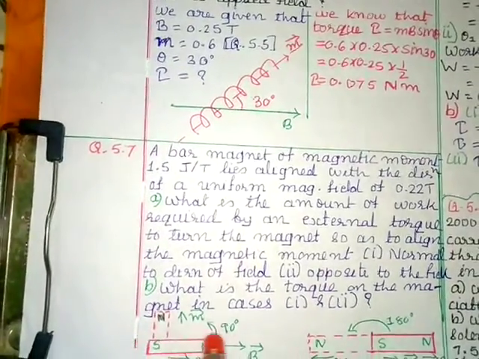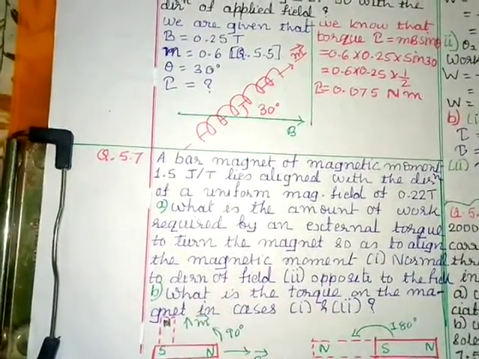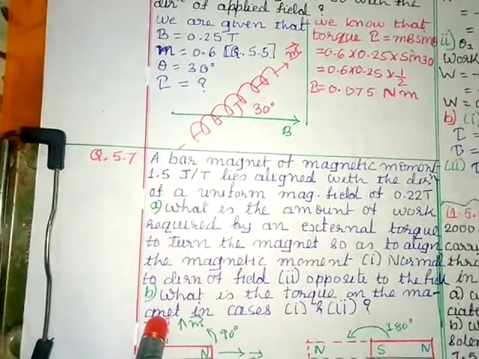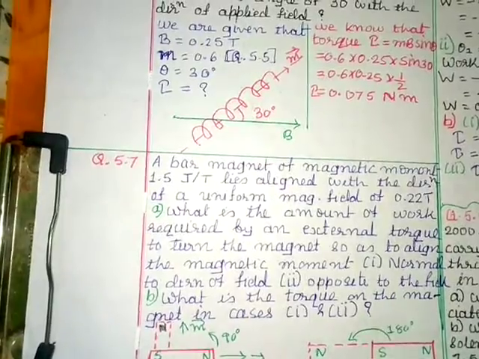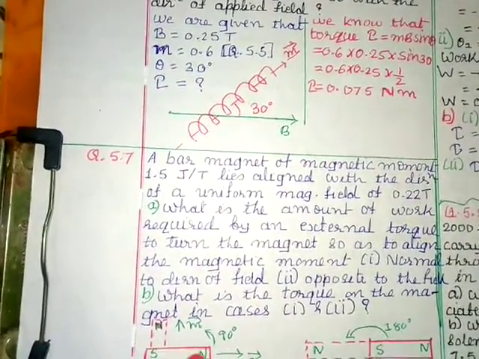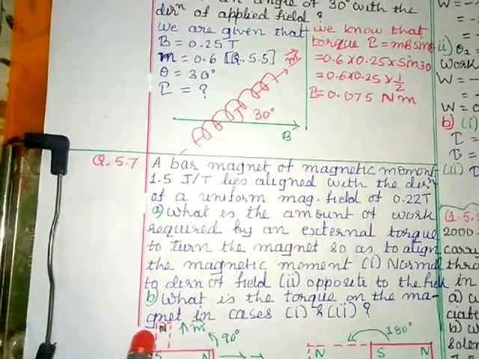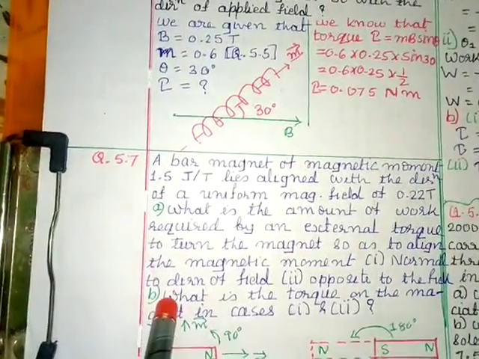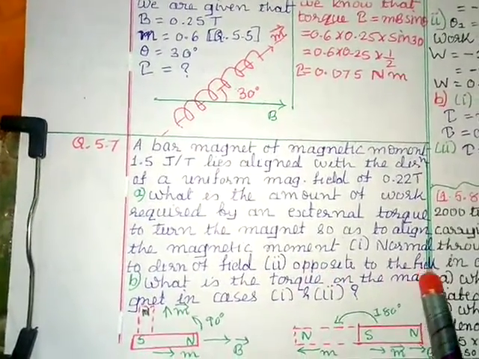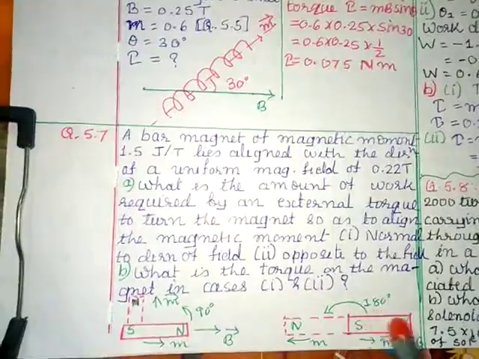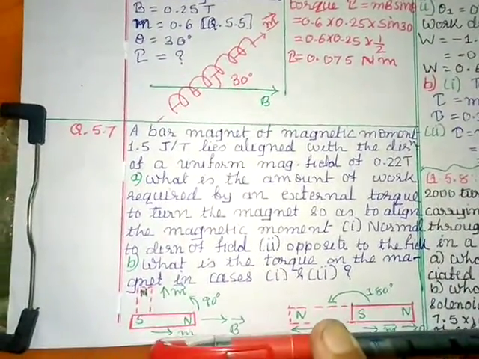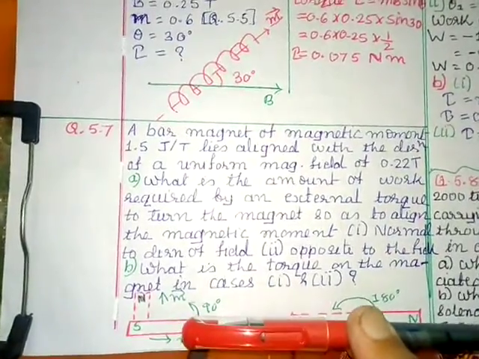So in the beginning the theta was 0 degree with B, and after the second situation it is becoming normal. So angle between the M and B becomes 90 degree. Magnetic moment is from south to north, so it is in this direction, but when it is turned 90 degree, it is in the above direction. And then second one is opposite to the field. So now magnetic field is like this. Magnetic field is this direction we are taking. The bar magnet is like this.